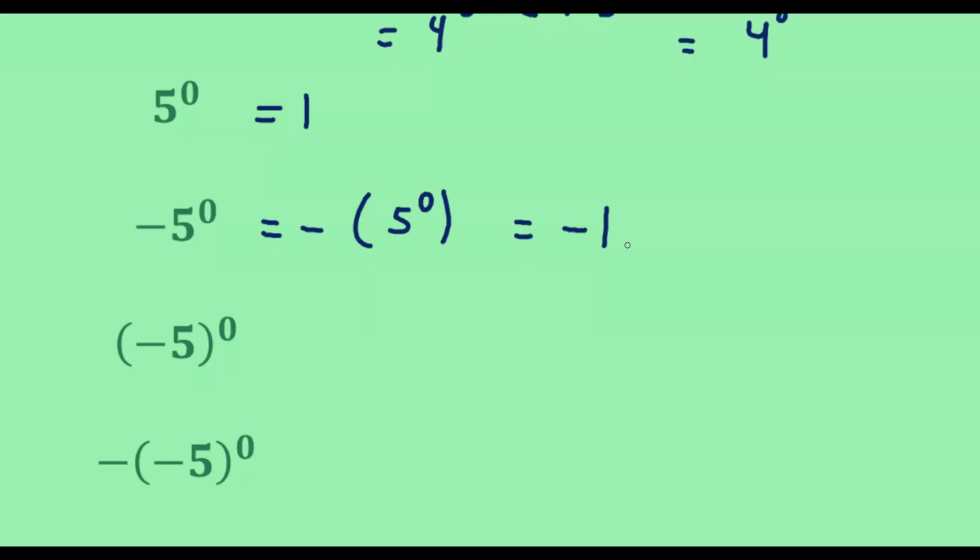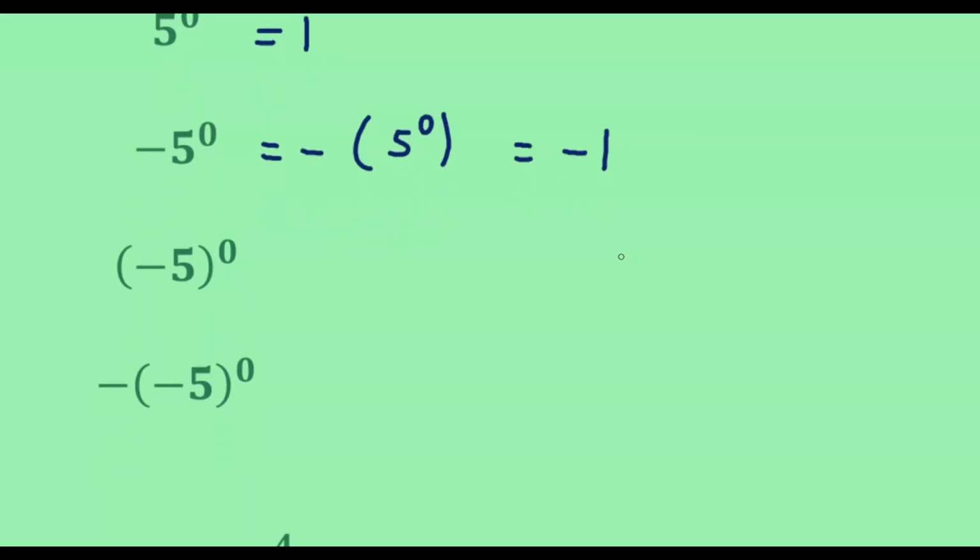Next, we have negative 5 whole to the power of 0. So using the zero exponent law, this will simply be equal to 1 because we have a non-zero number raised to the power of 0. Then we have negative of negative 5 whole to the power of 0. And using the zero exponent law, that is 1. So the final answer is negative 1.